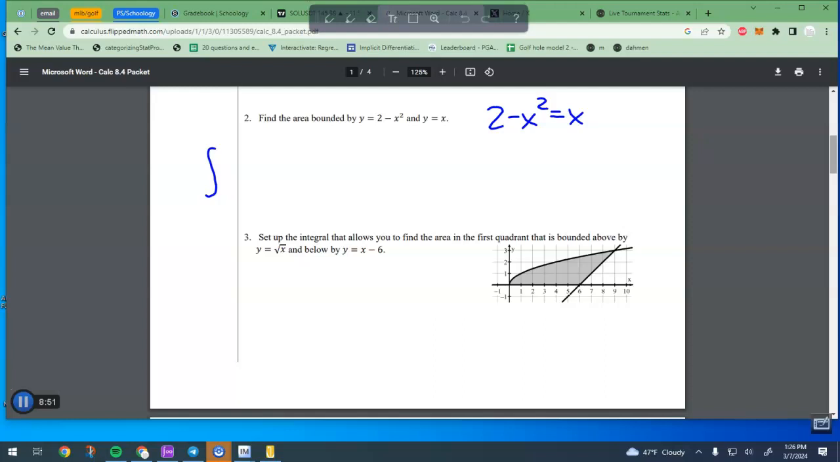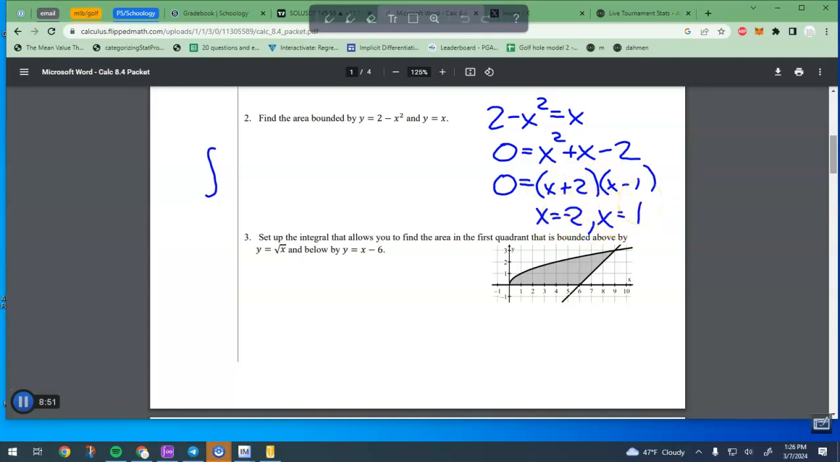I'd take everything to the right-hand side, so you have 0 equals x squared plus x minus 2. Then what can we do? Factor. That'll be (x plus 2)(x minus 1). So I'll get x equals negative 2 and x equals 1. Then my left-hand endpoint is x equals negative 2, and my right-hand is 1.